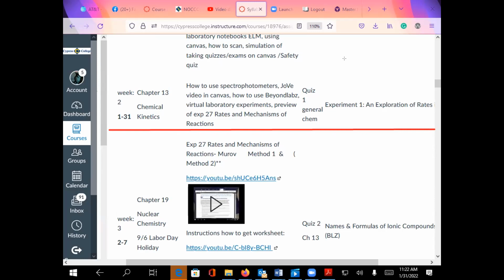Okay, so let me make sure I'm answering your question. Okay, so we're in week 2 now. We're still on kinetics. This is what we're doing in the laboratory together because we're kind of in the lab. Like right now, we would be in lab. The quiz is going to be on Wednesday at 8 a.m. So this is your online experiment for this week.